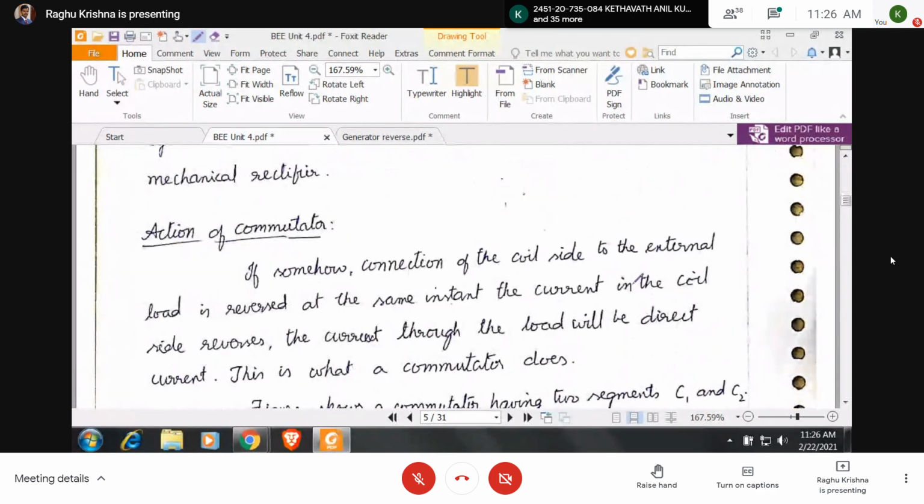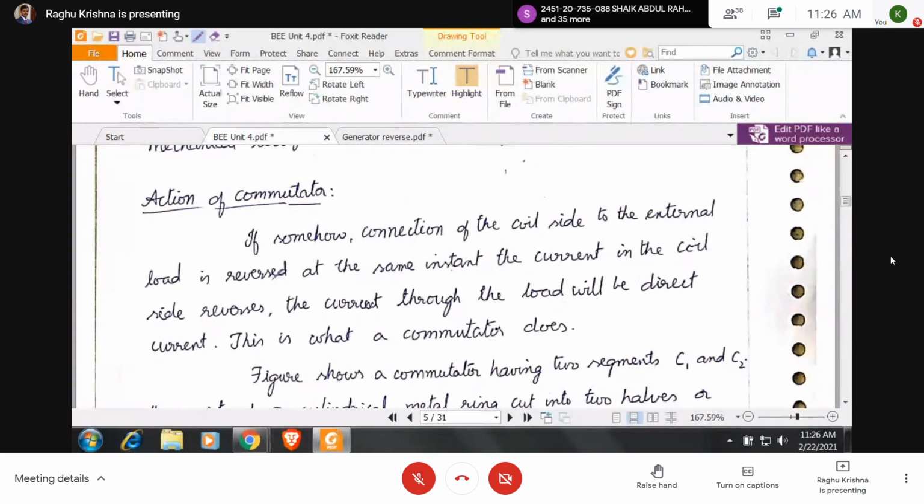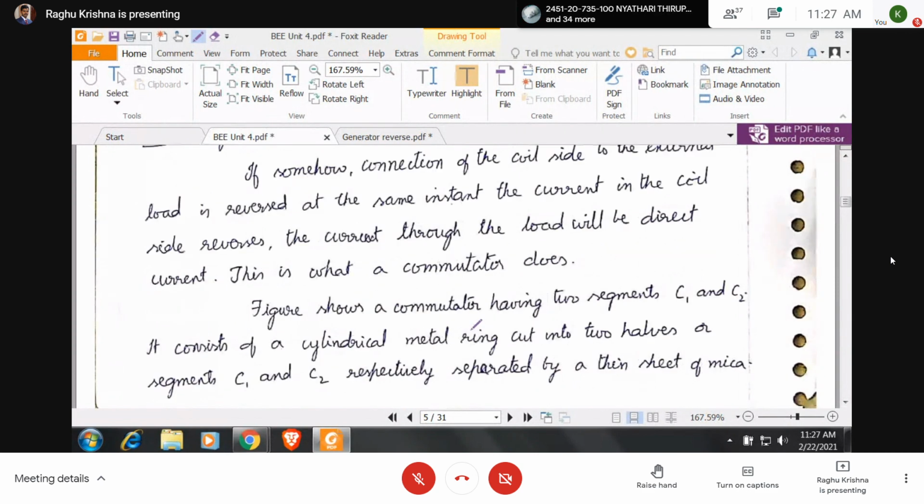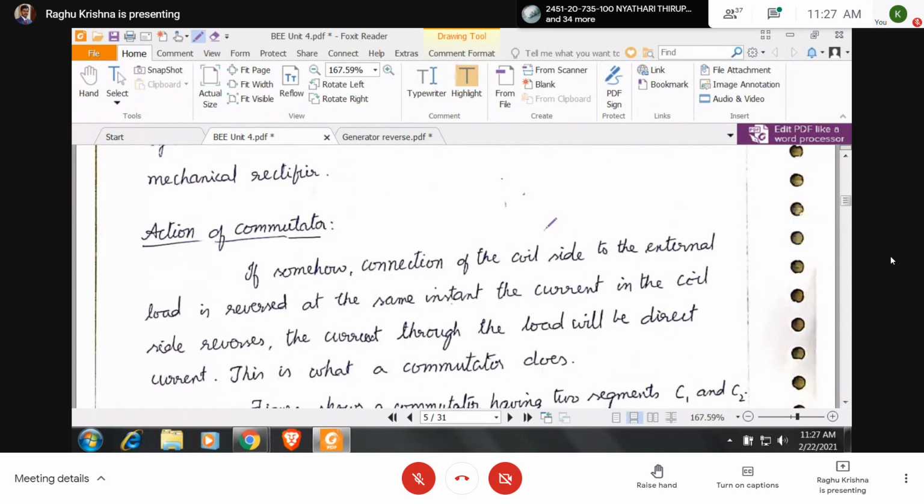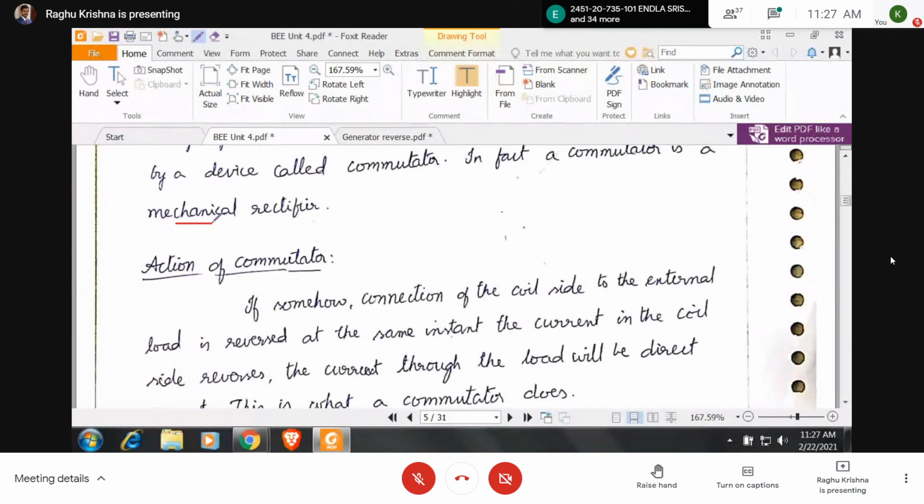Next, coming to the action of commutator. If somehow the connection of the coil side to the external load is reversed at the same instant that the current in the coil side reverses, the current through the load will be direct current. This is what a commutator does. So a commutator is nothing but a mechanical rectifier.